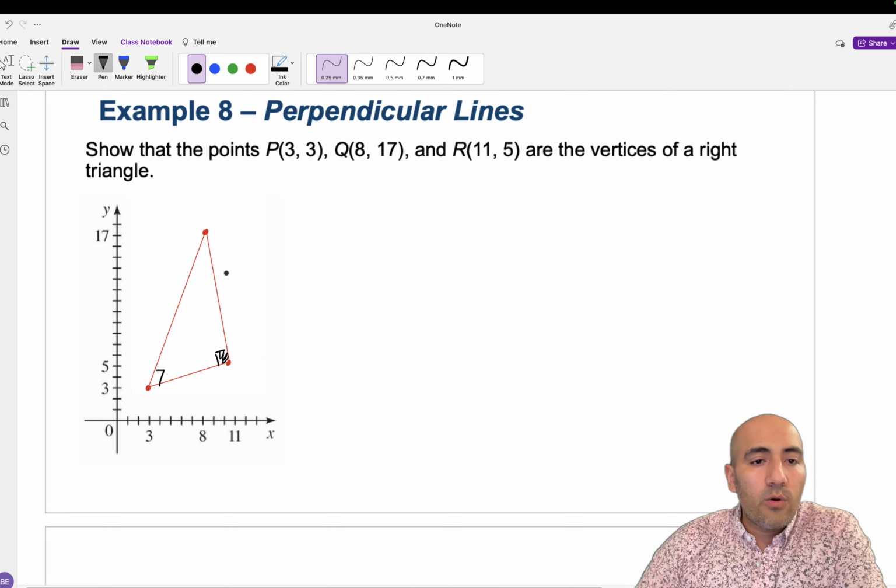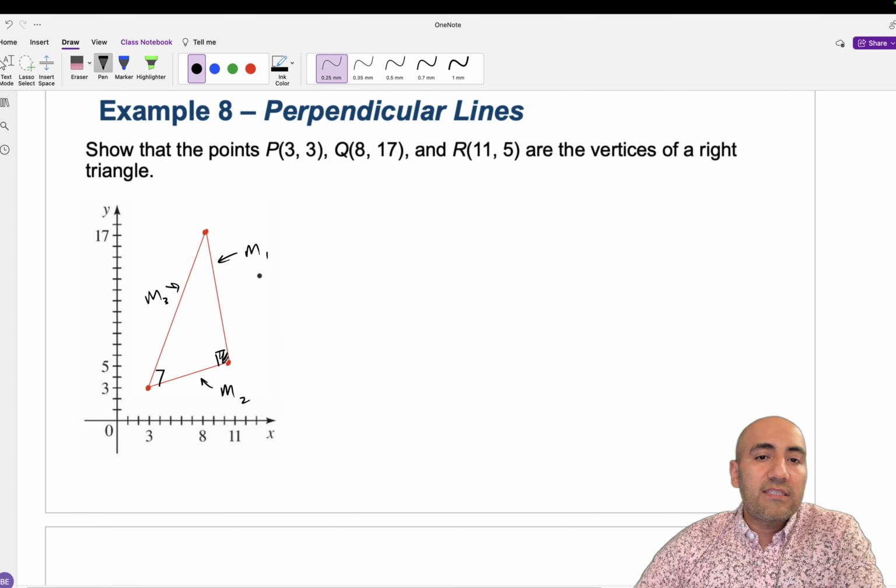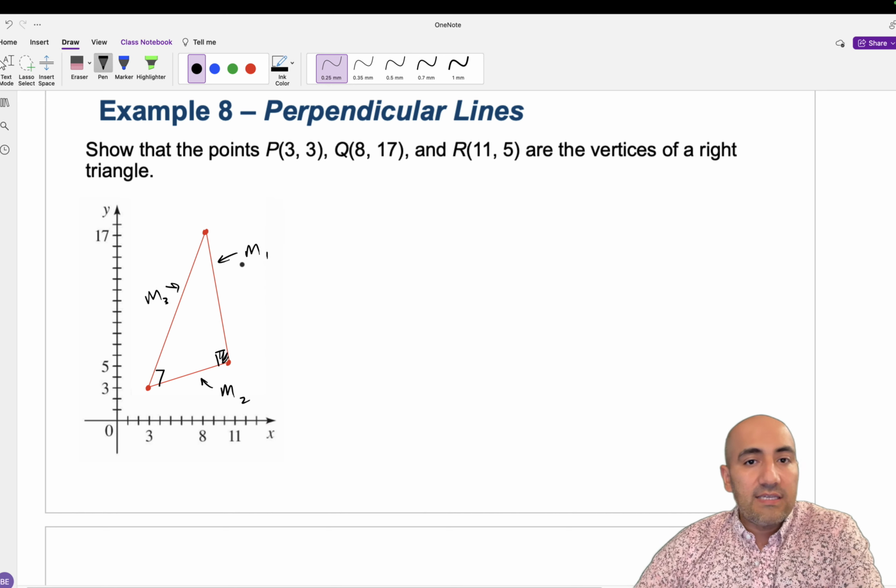So what we need to do is come up with the slopes of all 3 lines. There's 3 segments, right? So I'm going to call this one m sub 1, this one m sub 2, and this one m sub 3. The slopes of these individual lines. And then I want to see if when I multiply 2 of these, the answer is -1. That'll confirm for me that we have 2 lines that are perpendicular to each other. If they're perpendicular to each other, they form a right angle, a 90-degree angle. And therefore, that would create a right triangle here.